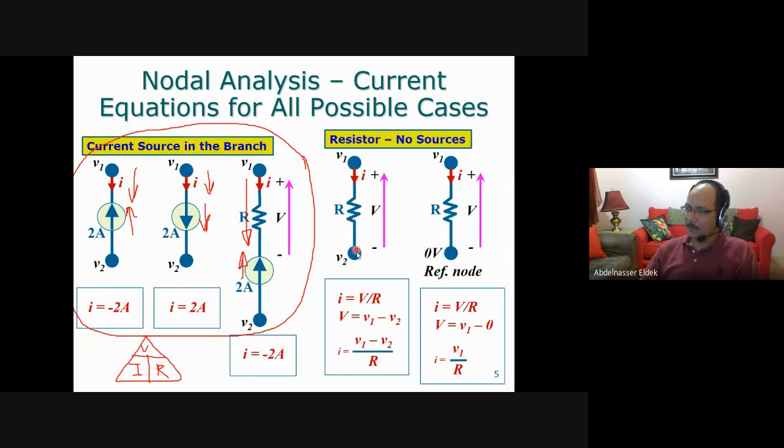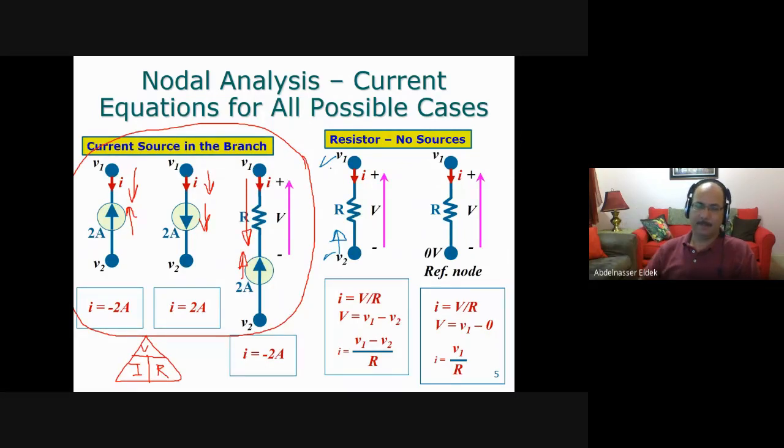So if you have a resistor and you don't have any current source, you just subtract the voltages and divide by the resistance: V1 minus V2 divided by R. And if you want to calculate the current from V2 to V1, the other direction, assume that you need to calculate this current here. It will be V2 minus V1 divided by R. That's it.